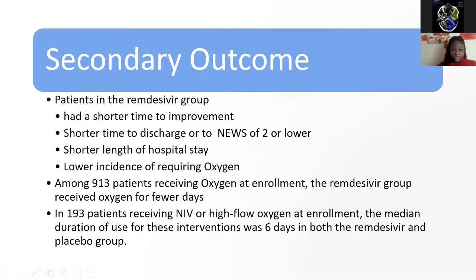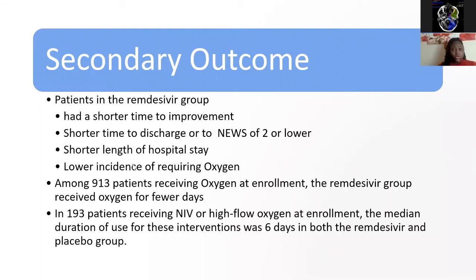There are also some secondary outcomes, and this paper showed that with the use of Remdesivir, patients in the Remdesivir group had a shorter time to improvement, shorter time to discharge, shorter length of hospital stay, and lower incidence of requiring oxygen. All these are very huge benefits, I would say, because of the pressure on hospital beds, pressure on workforce, pressure on available resources, and even pressure on the oxygen required.